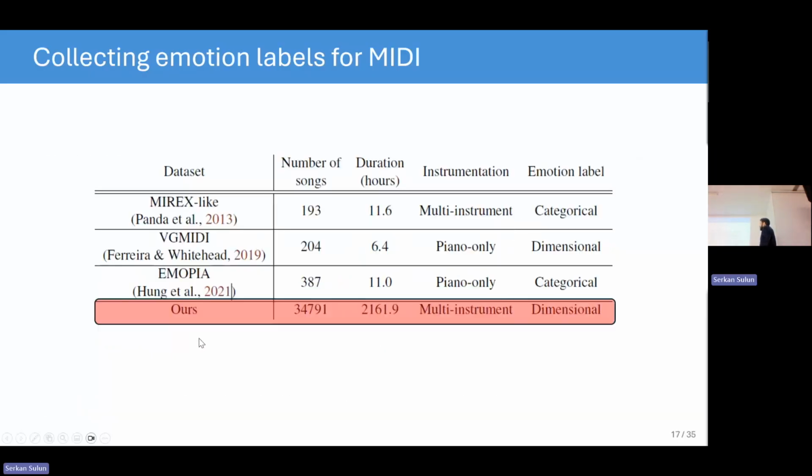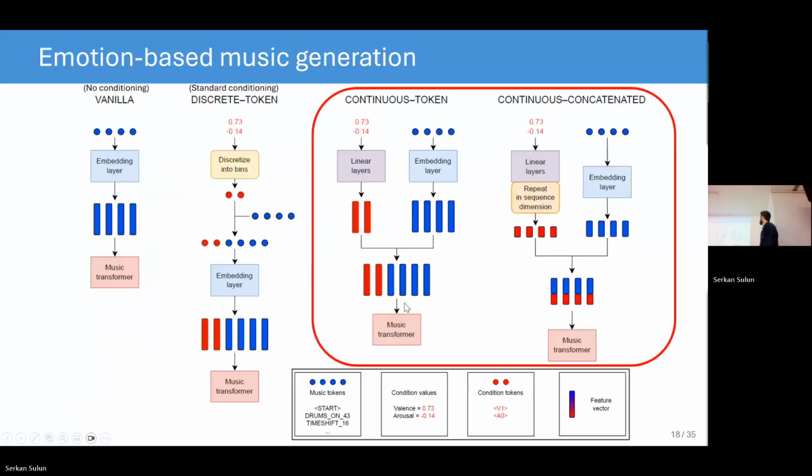And then, as a result, we found 34,000 of these songs with valence from Spotify, and we can get the arousal. So in the end, this is 2,000 hours of MIDI. Compared to the state of the art, it's quite good. But once again, it's weak matching. And then how do we use it to condition the music generator?